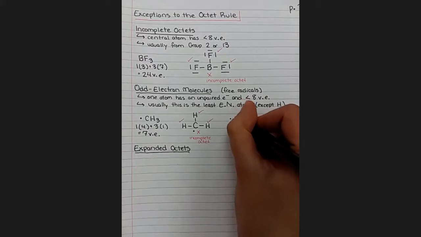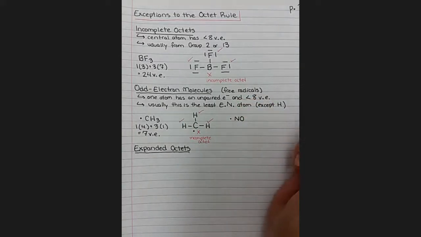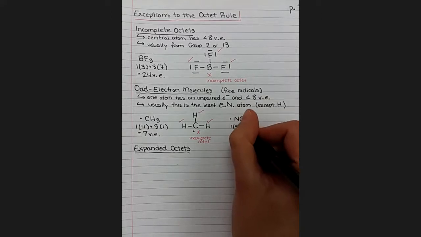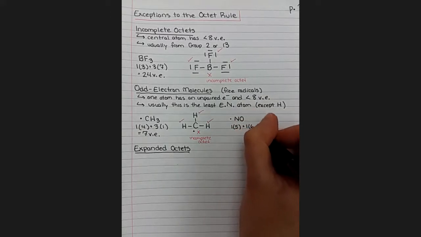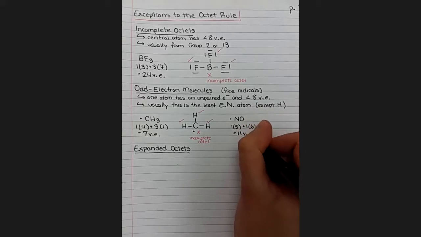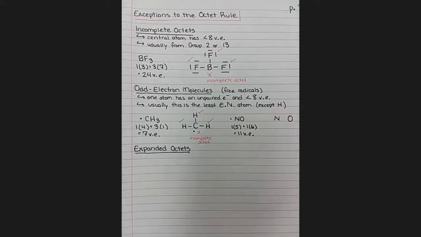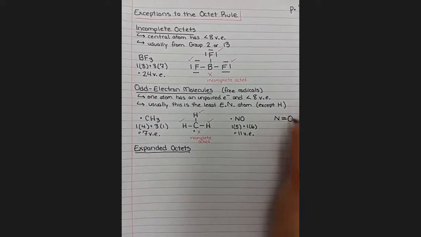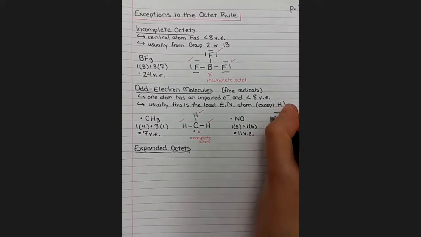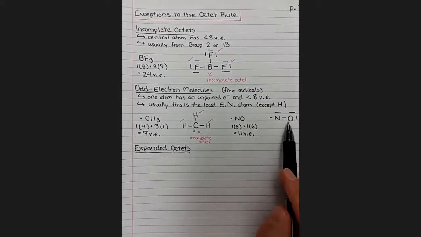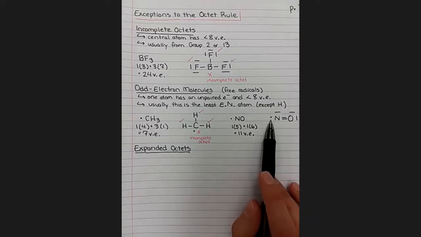We can also do NO. That's a pretty common odd electron molecule that you'll see. 1 times nitrogen, which has 5, and 1 times oxygen, which has 6, gives us 11 valence electrons. We don't need to worry about which one's central and which one's terminal because there's only 2. And when we make the Lewis structure, we're going to make a double bond. 2, 4, 6, 8, 10, 11. So you can see that each of these 2 atoms has 1 set of lone pair electrons, and then oxygen has a second pair, whereas nitrogen only has a second single electron.